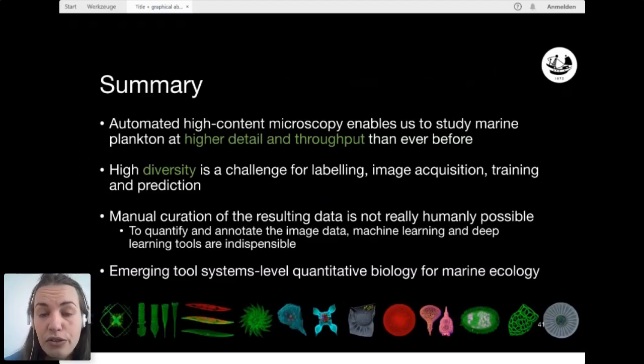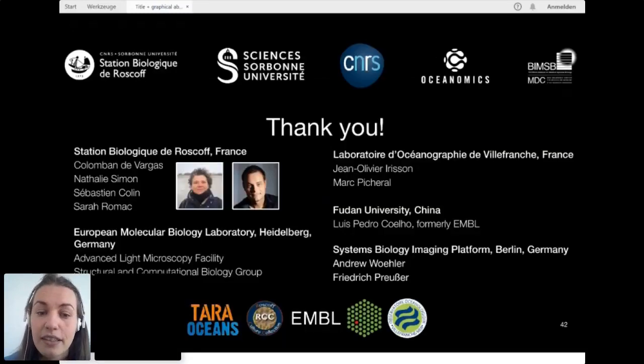The manual curation of the resulting image data is not really humanly possible anymore, so to quantify and annotate this image data, we really need the support of machine learning and maybe also deep learning tools. But given this AI support, high content microscopy is an emerging tool to ask quantitative questions on the systems level in marine ecology.